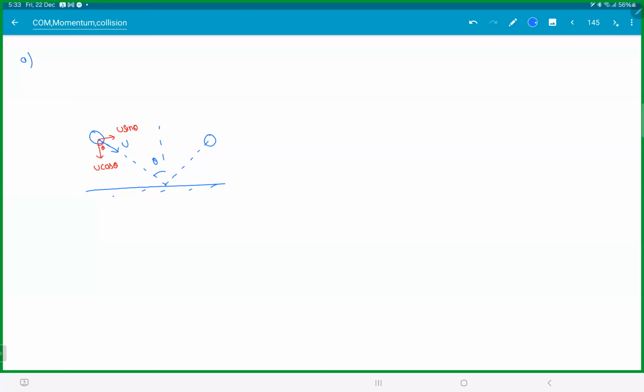So after collision, the horizontal component will remain the same, and the vertical component will become e times u cos theta. Remember, only the component along the normal will change. The horizontal component will not get affected. So this is velocity V, this is angle phi. From here we get tan phi is u sin theta by e u cos theta. Basically, only the component along the normal gets affected.